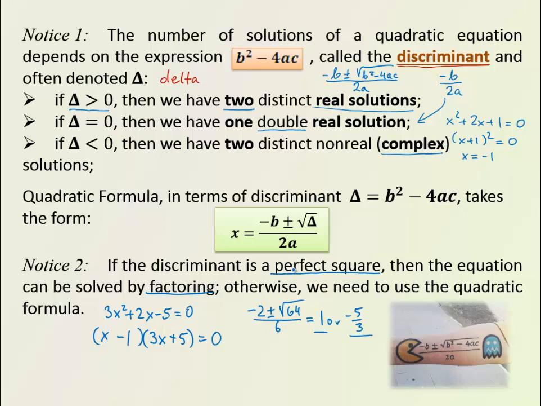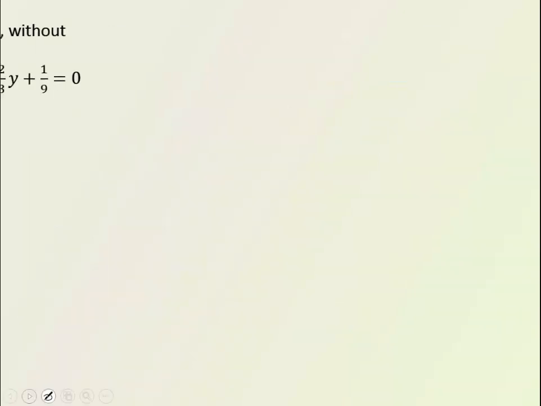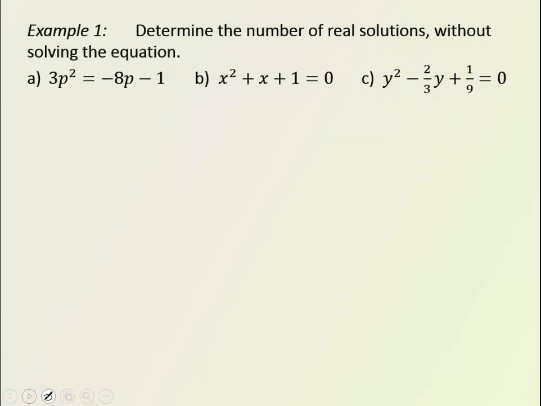So as soon as the discriminant is a perfect square, we know that the equation can be factored. If it's not a perfect square, then we have to use the quadratic formula. Here we have a couple of examples. We need to determine the number of real solutions without solving the equation, which really indicates to calculate the discriminant, because the discriminant gives us all this information.